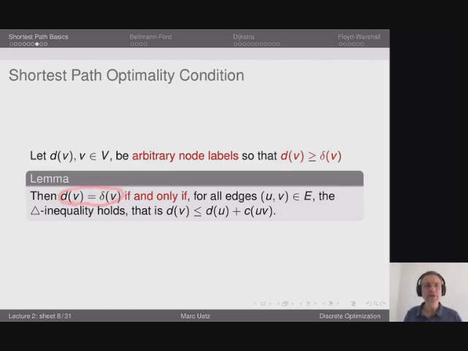These labels D are actually equal to the true shortest path lengths if and only if, so that's a characterization, for all the edges, the triangle inequality is fulfilled. Okay, so if these distance labels D fulfill the triangle inequality for all the edges in the graph, and they are upper bounds on true shortest path lengths, then they already must be equal to the shortest path length. Let's look at the proof.